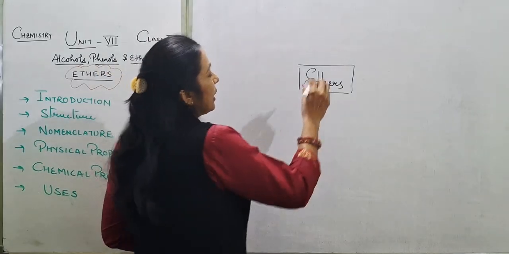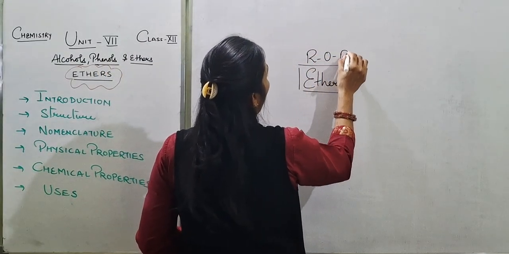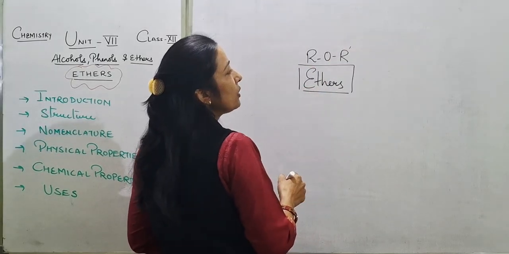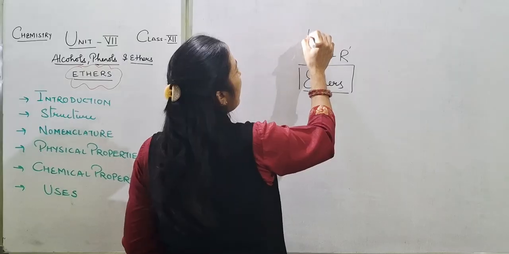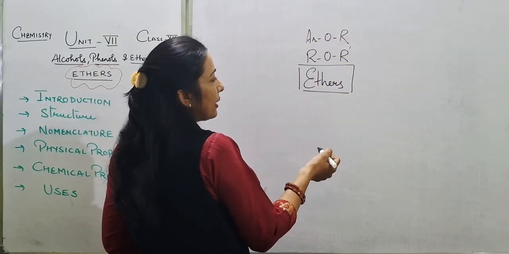So ethers have a general formula ROR'. These R can be the same or different, so we mark the second one with an apostrophe, or ArOR. Ethers can be written like that.